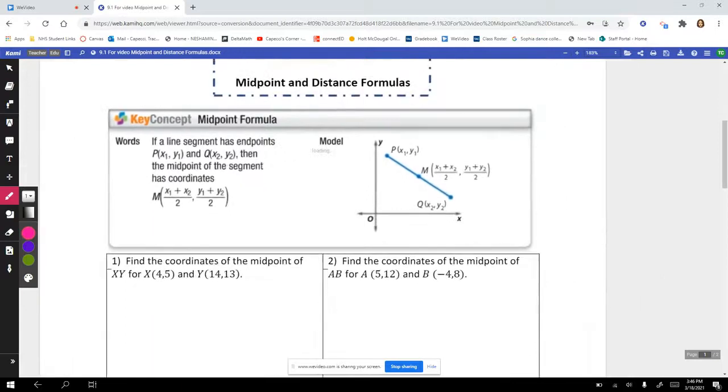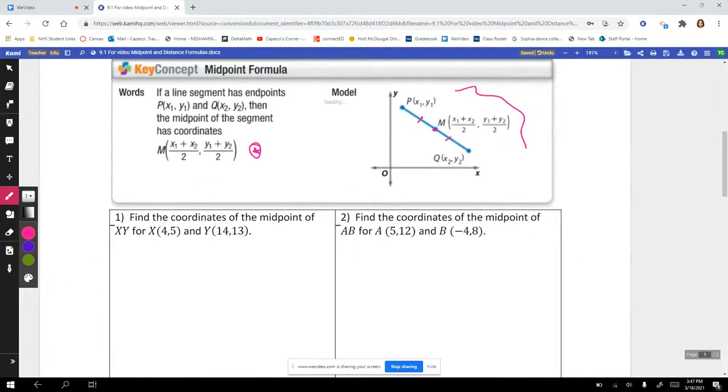Okay, so the midpoint formula. A midpoint is just what it sounds like. It's the middle of a segment, exactly in the middle. If you look at this diagram, if I have a segment, the midpoint is right in the middle where those two sides are congruent or equal. To find that, we're going to use this formula here. Basically, you're finding the average of the x's and the average of the y's. So that's it.